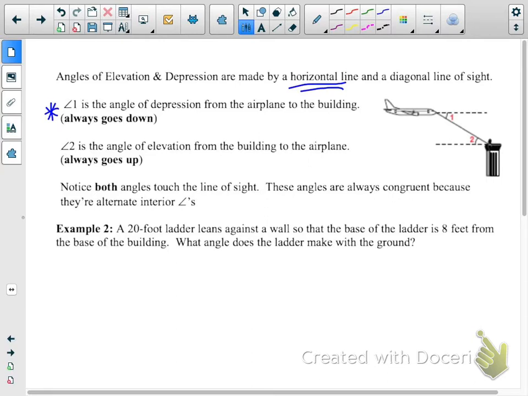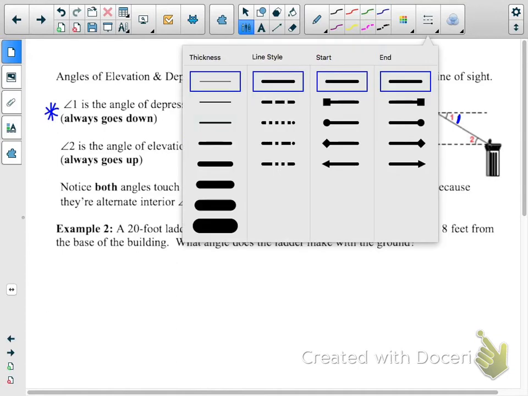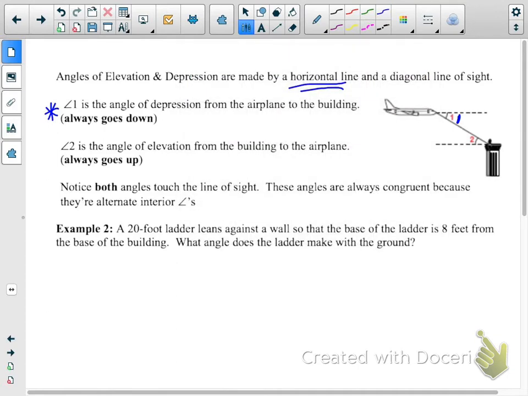Angle 1 in this picture right here would be the angle of depression from the airplane to the building. This angle always goes down. A lot of times students want to put the angle over here. That would be with a vertical line, and it's never with a vertical line. It's always a horizontal line. This dot right here isn't called anything. Sometimes you might know that angle, but it's not an angle of depression.